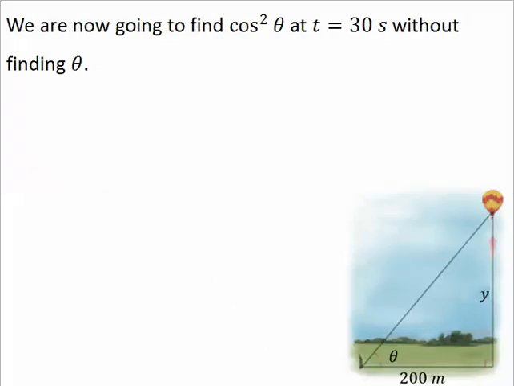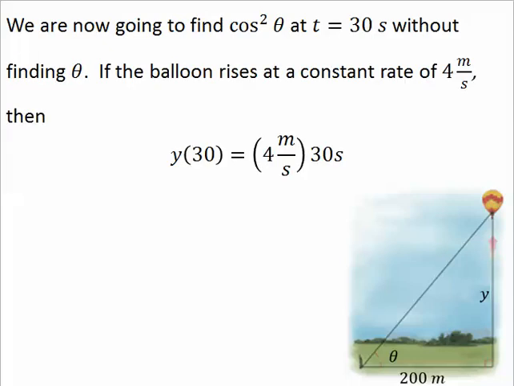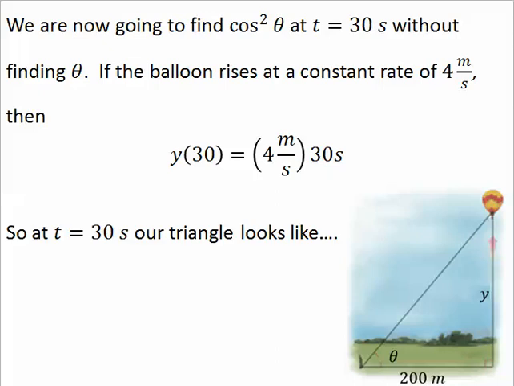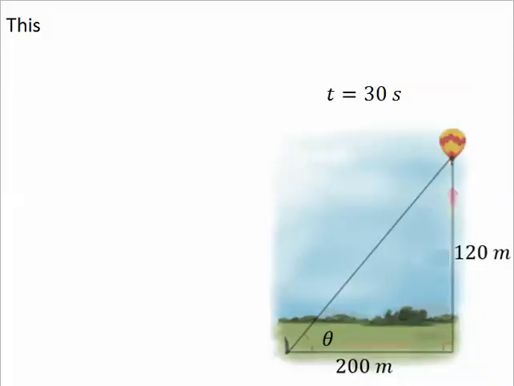We're going to find cosine squared theta without actually finding theta. And the way that we do that is we first observe that if the balloon rises at a constant rate of 4 meters per second, then 30 seconds later the balloon has risen 120 meters. And so our triangle will look like this. So at 30 seconds, the balloon is 120 meters high, and the observer has always been 200 meters from the launch site.